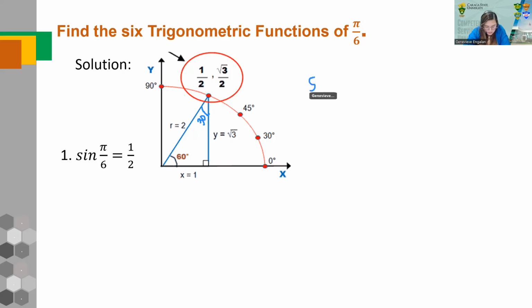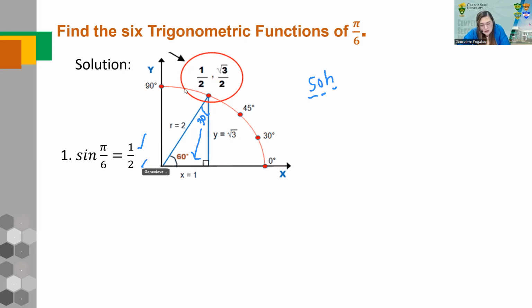Remember, sine of 30 is equal to opposite over hypotenuse. The opposite side of 30 is 1. The radius is the hypotenuse of this triangle, so r is 2. So the sine is 1/2.